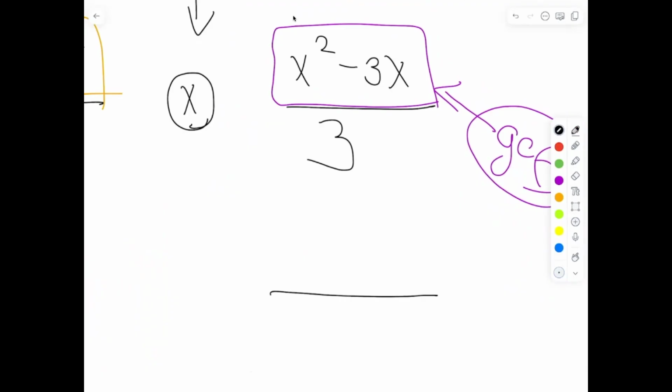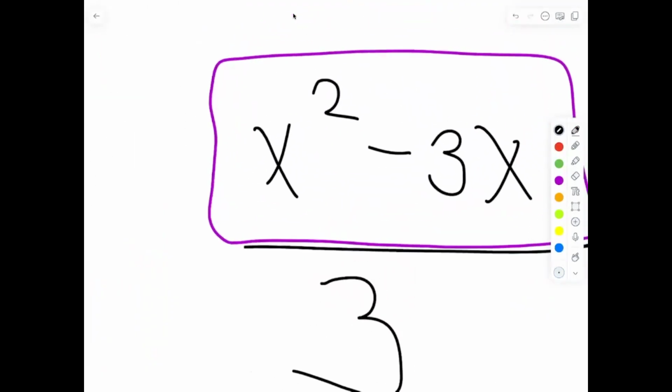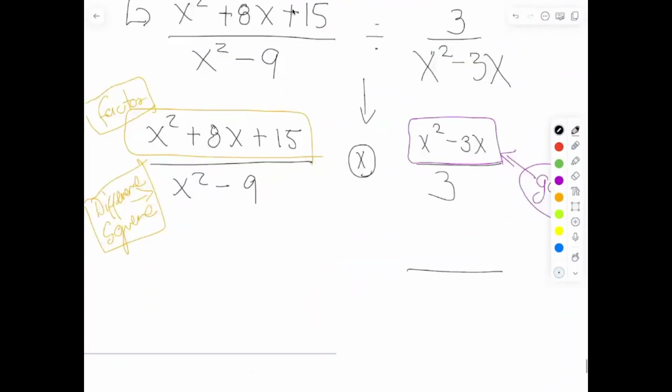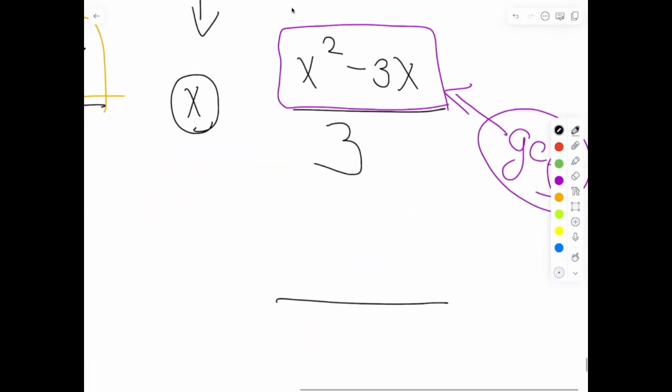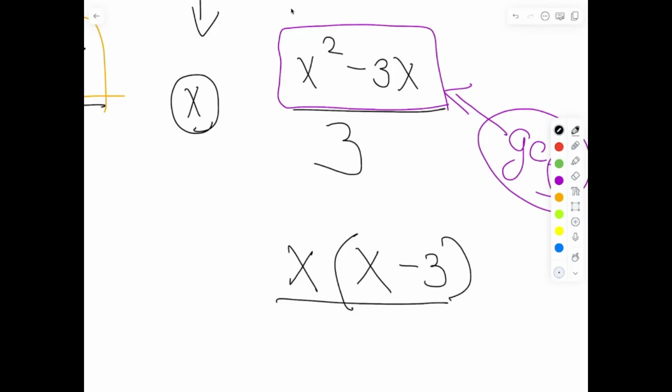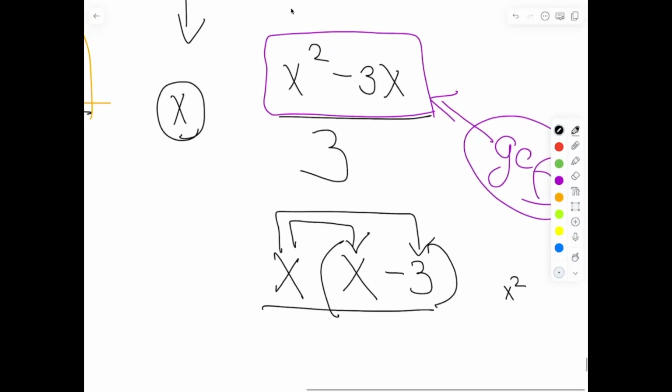In the numerator, x is the greatest common factor. That goes into x squared x times, and then this is going to become 3. Because if I multiply this, I'm going to get x squared, and if I multiply x times -3, I'm going to get -3x.